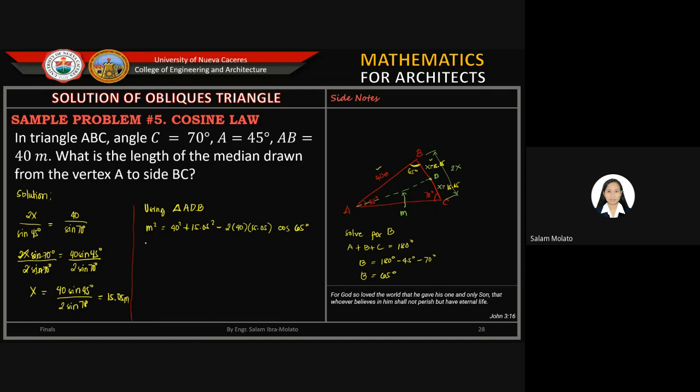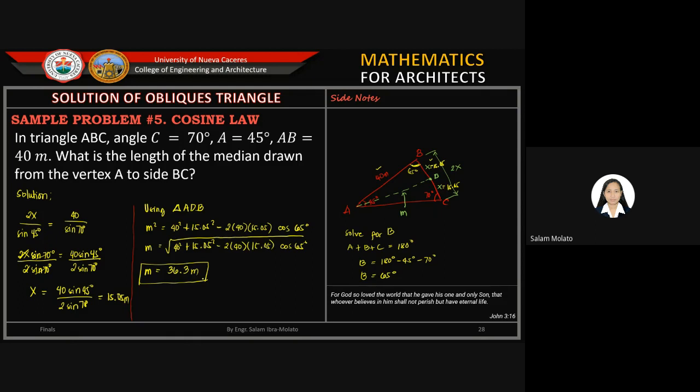Okay? Getting the square root of both sides, we have m is the square root of 40 squared plus 15.05 squared minus 2 times 40 times 15.05 cosine 65 degrees. And it will give you the length of m. And what is that? This is equal to 36.3 meters. This is now our final answer. Nakuha po? Did you get it?